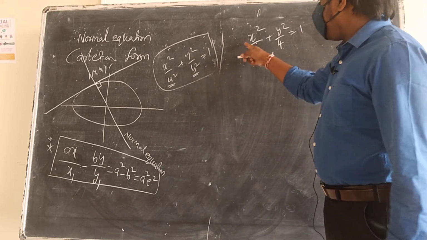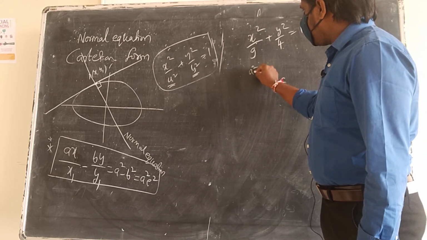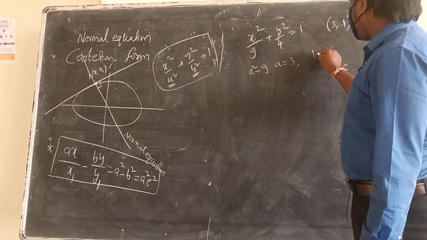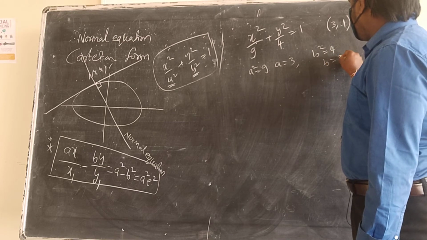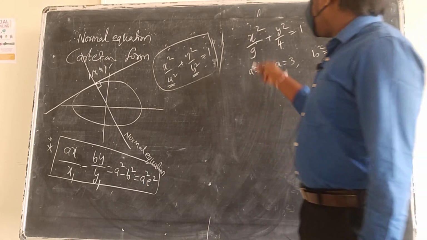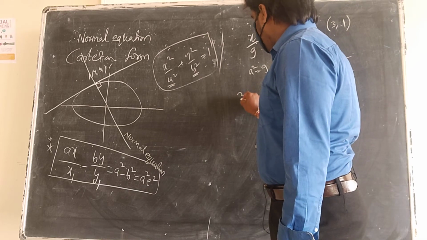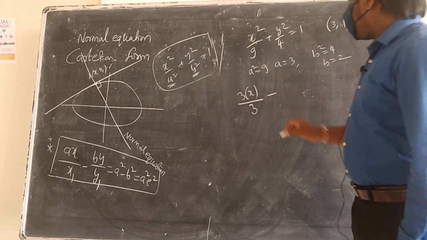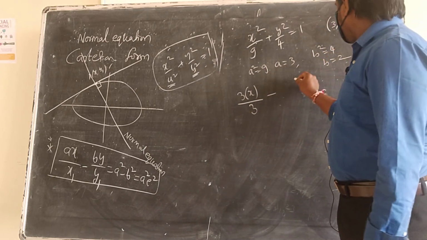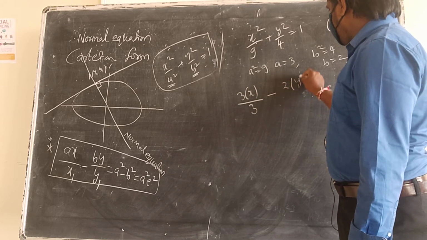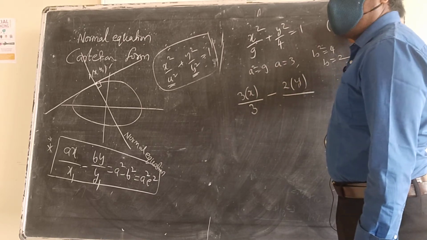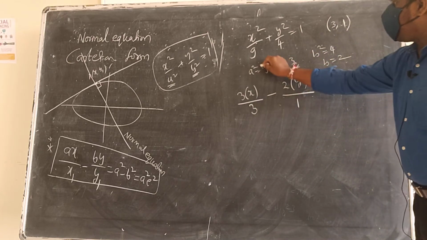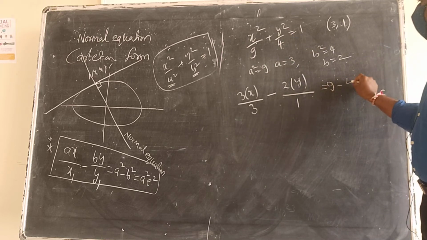What is a here? A square is 9, so the a value will be 3. B square is 4, so the b value will be 2. If I use the formula here, I get a into x divided by x1, that is 3 into x divided by 3, minus b into y divided by y1, that is 2 into y divided by 1, is equal to a square minus b square, 9 minus 4.